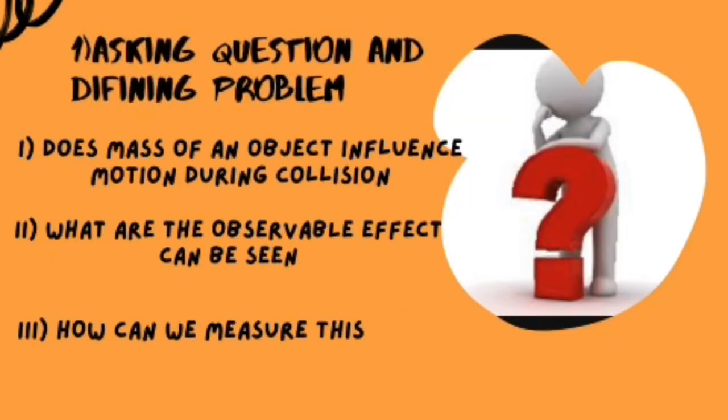The first major element is asking questions and defining problems. The first one is, does the mass of an object influence motion during collision? The second one is, what observable effects can be seen? And the last one is, how can we measure this?